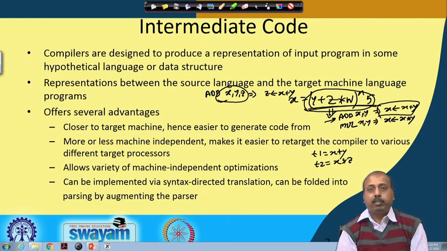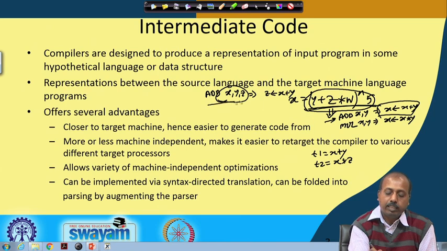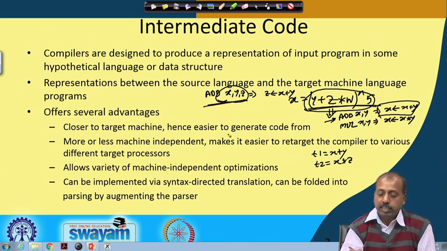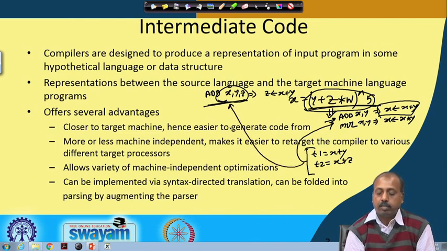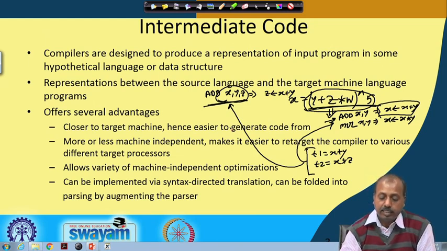So, if you have generated code for a machine that supports 2 operand instructions, and now you want to modify the compiler so that it will support 3 operand instructions like this, a lot of changes are to be made. But if you are doing it like this, then from here for 2 address you can generate like this, and from 3 address you can generate like this. So, both can be done very easily. That is why it makes it easier to retarget.